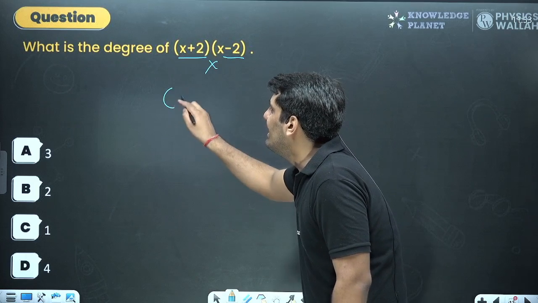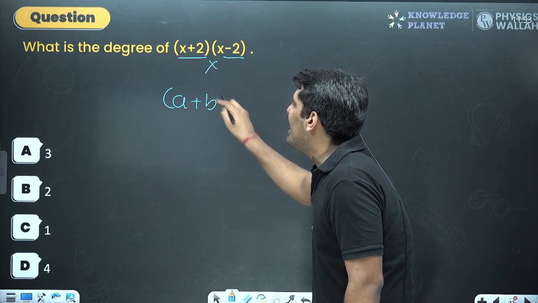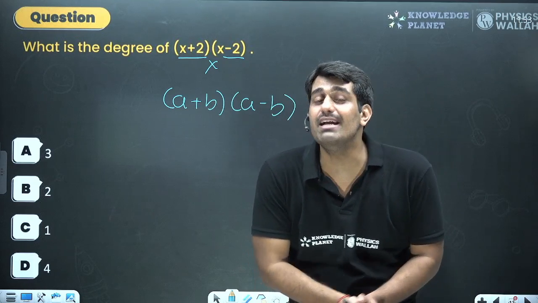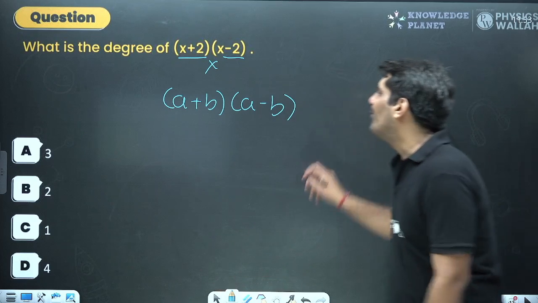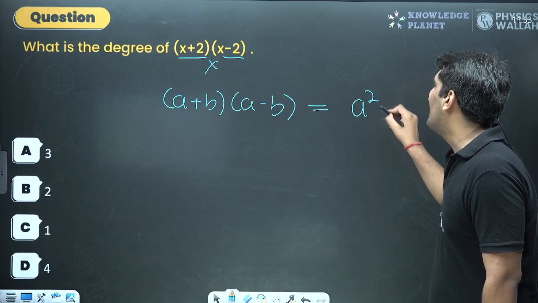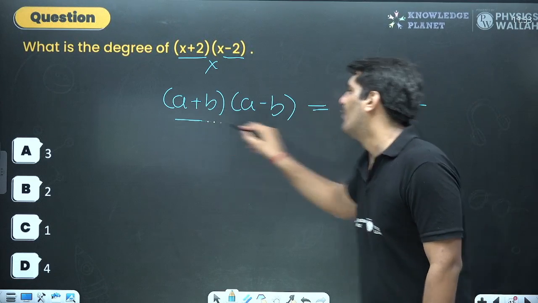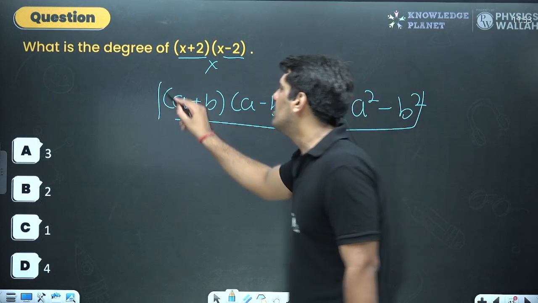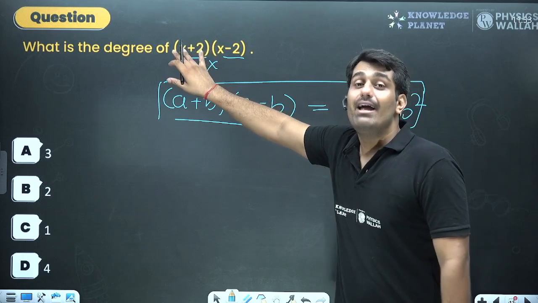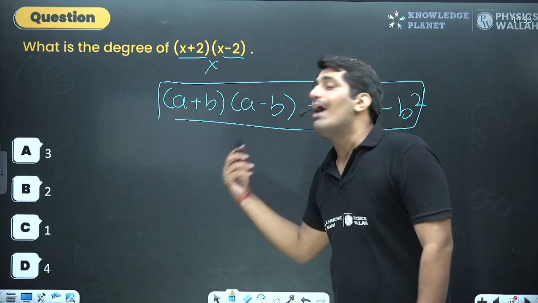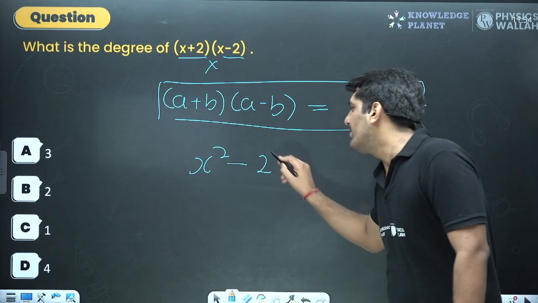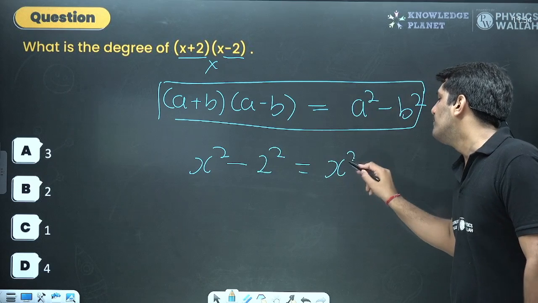A few of the students who have the analytical skill to understand and observe the given expression will see that a minus b and a plus b are in multiplication. I hope you remember the algebraic identity which you learned in grade 7th. That tells you that when these terms are multiplied, I can directly write it as a square minus b square. An identity which you can use over here to directly get to know the degree of the polynomial. Why? Because over here a is x, b is 2. So a square minus b square, x square minus 2 square. Let me write it over here. So it will be written as x square minus 4.